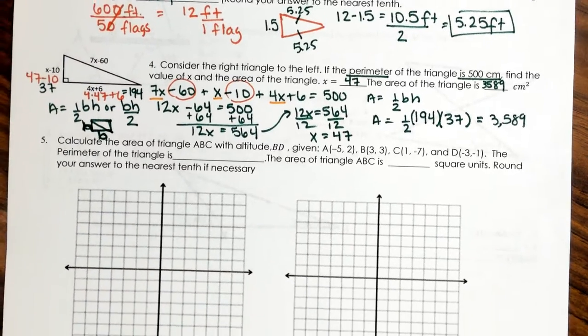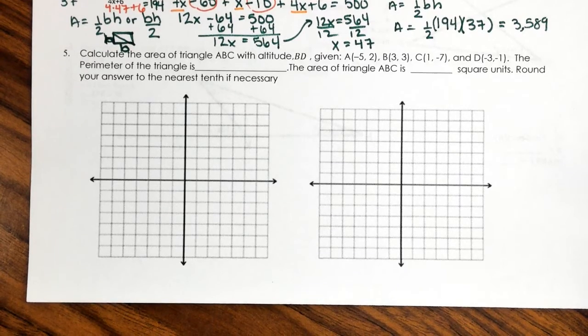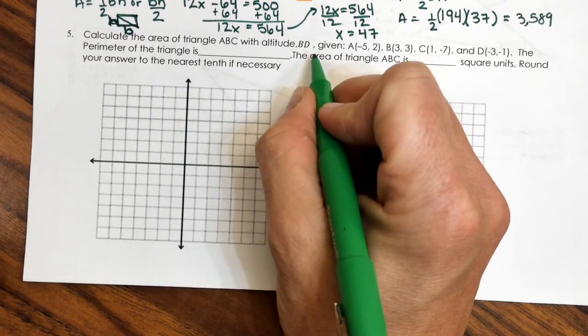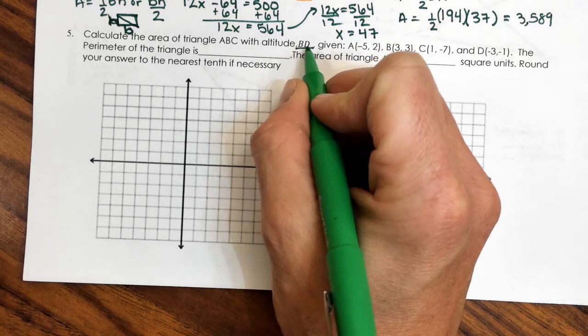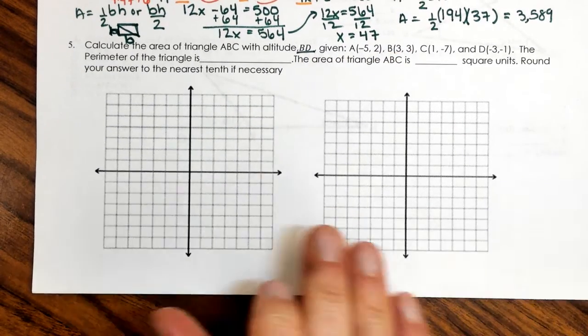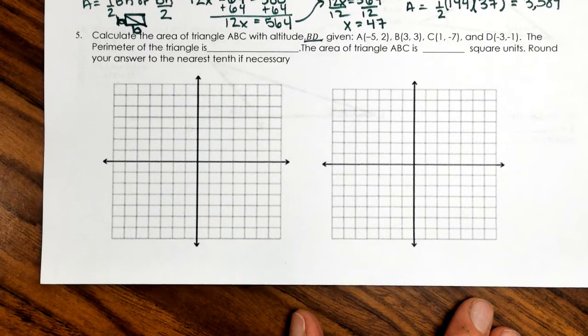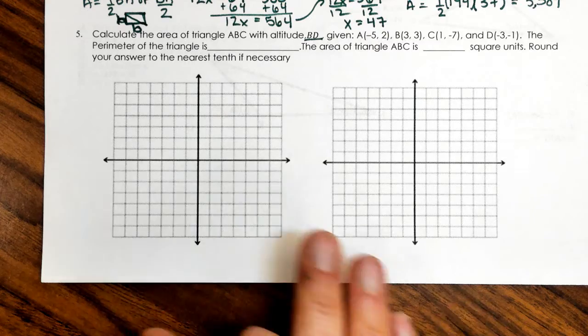Moving right along. Calculate the area of the triangle ABC with altitude BD. Okay, again, this was a typo on the original. It should say BD, not CD. Make sure that your paper says BD. Also, I've put in a couple graphs here just to help me show you guys what this looks like. Yours do not have both graphs.